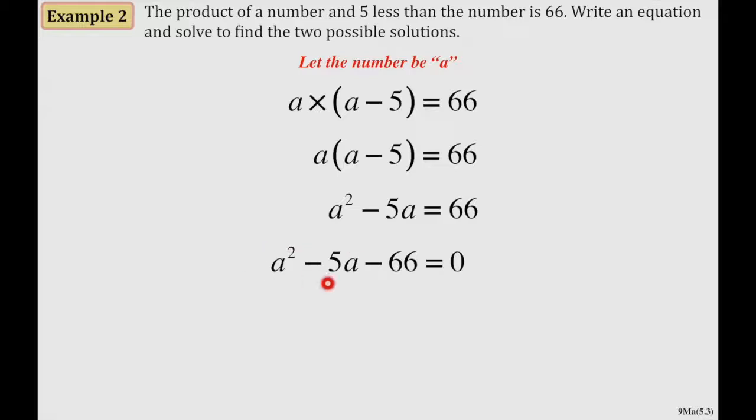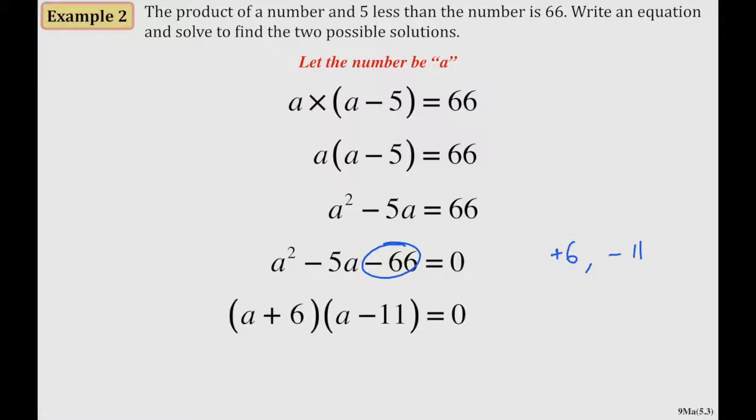And we now have a monic quadratic trinomial. We need two numbers that times to give negative 66 that add to give negative 5. What numbers times to give negative 66 and add to give minus 5? Well, plus 6 and minus 11. Let's just double check that. Plus 6, minus 11. Times them together and you get negative 66. Add them together and you get negative 5. So they're the correct numbers.